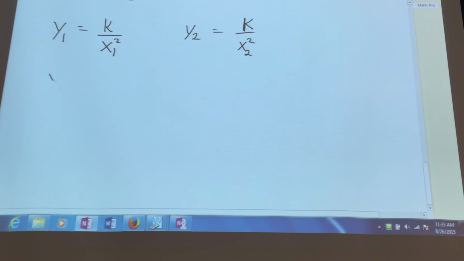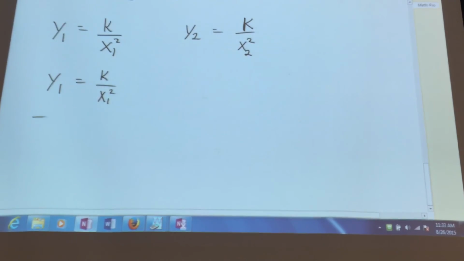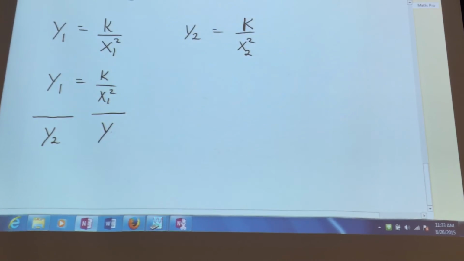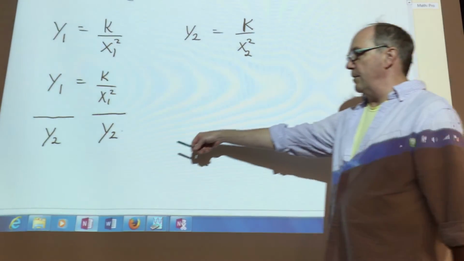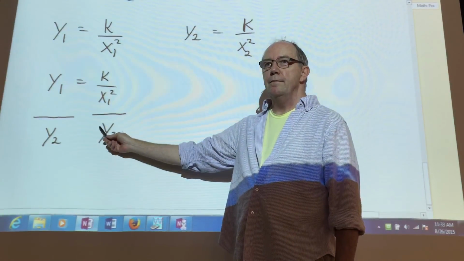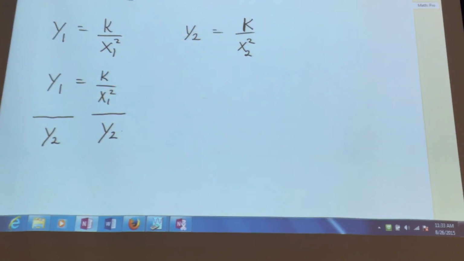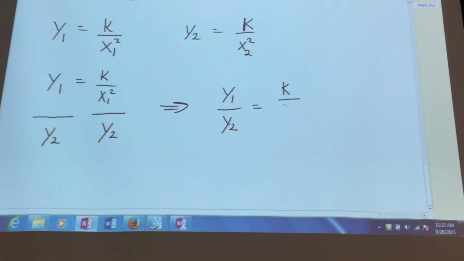All right, let's take y1 is equal to k over x1 squared. And what we're going to do is divide this by y2. I'm going to divide this by y2. So whatever I'm dividing by, it's fair, right? Because I'm dividing both sides by the same thing. We agree to that? Okay, just keep me honest here. And now I'm going to say that this side is y1 over y2. And the other side I'm going to change around a little bit.